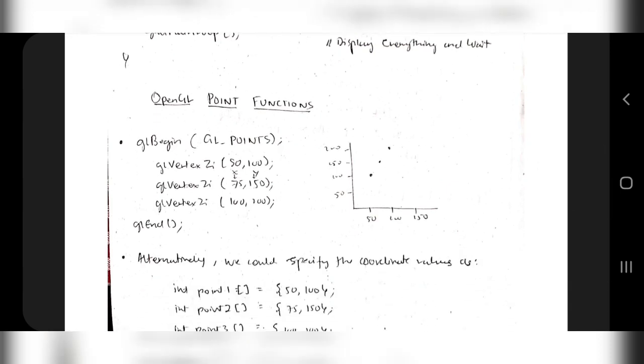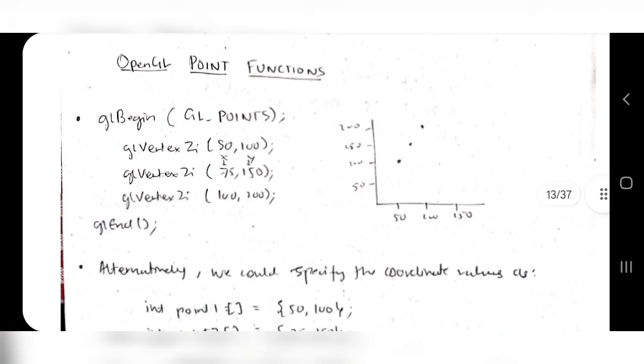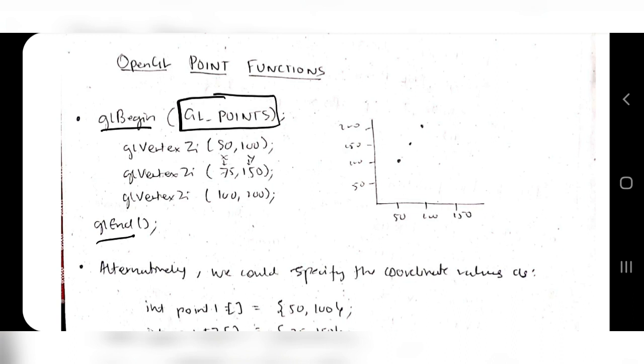Now, since we have seen a program, let's see the attributes and properties of the point functions and line functions. In point functions, to create three points, first you write glBegin and glEnd. Since you're writing about points, GL_POINTS should be passed as the parameter, and here are the three points: 50 comma 100, 75 comma 150, 100 comma 200. These three points will be marked in the output screen like this if you write this line of code.